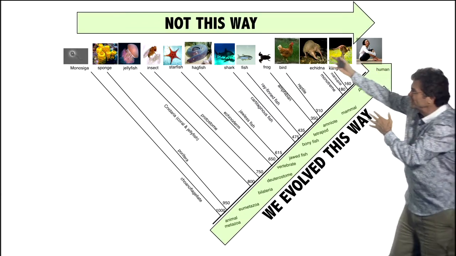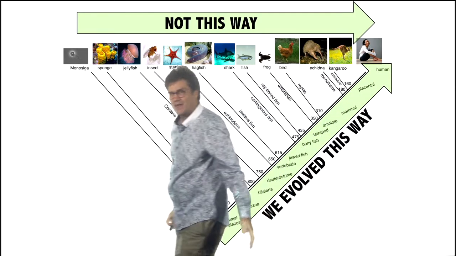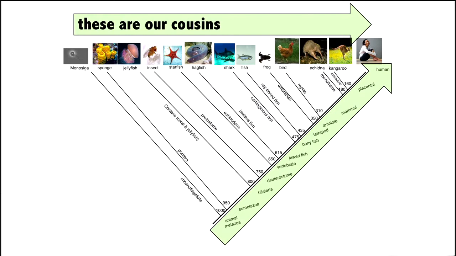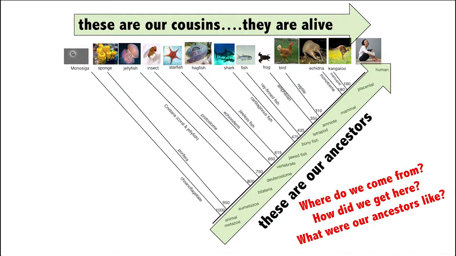We can have pictures of these guys because they are alive. These are our ancestors on the diagonal, and they are dead. Our cousins, these are our cousins, and they are alive. But where do we come from, and how did we get here?